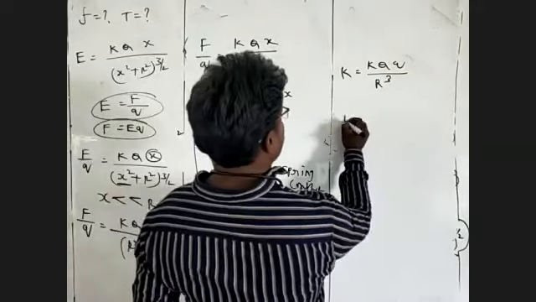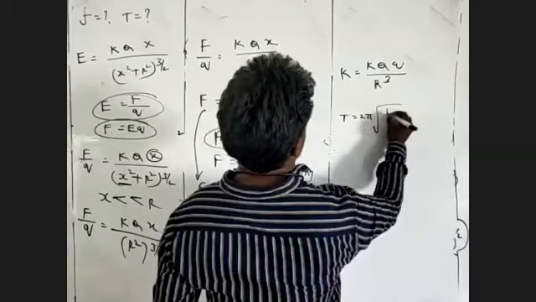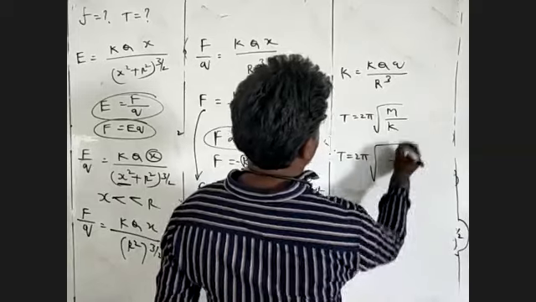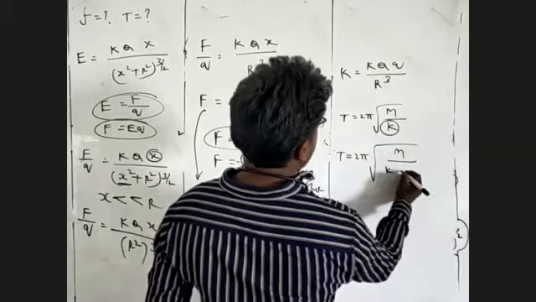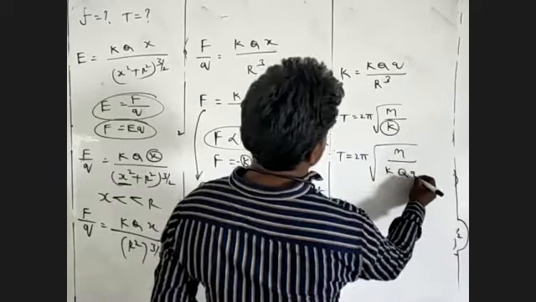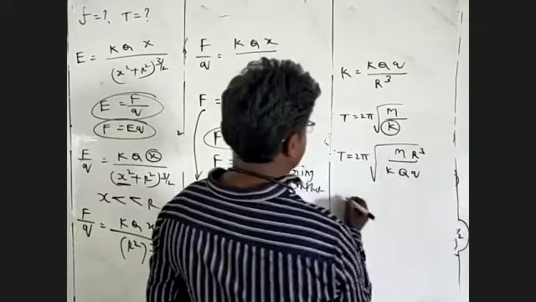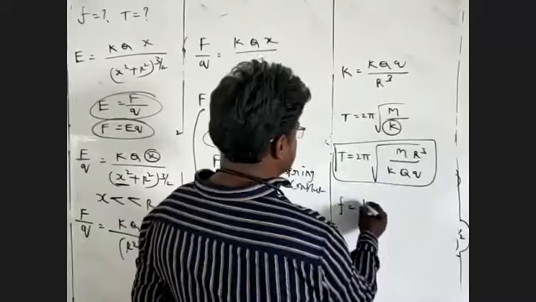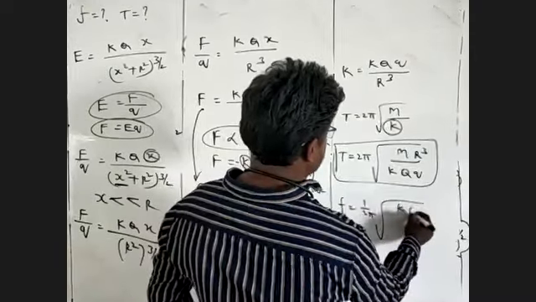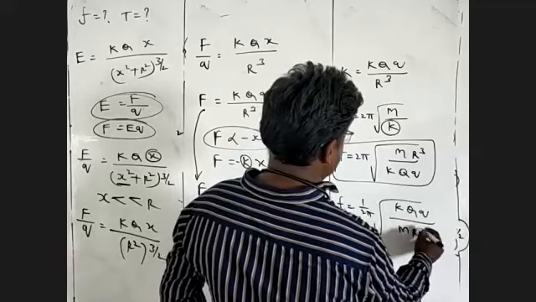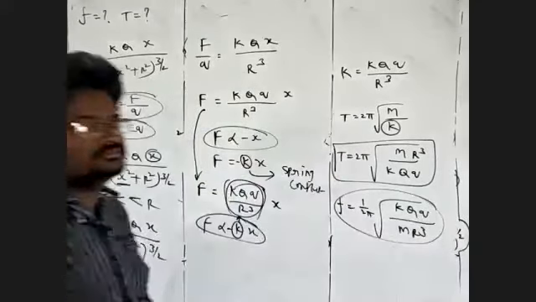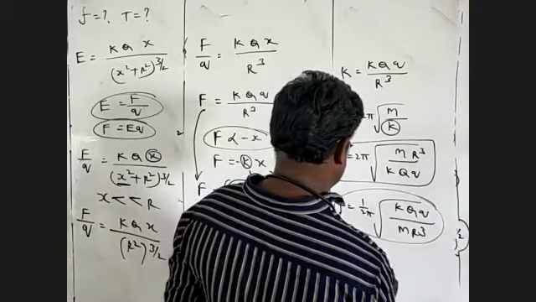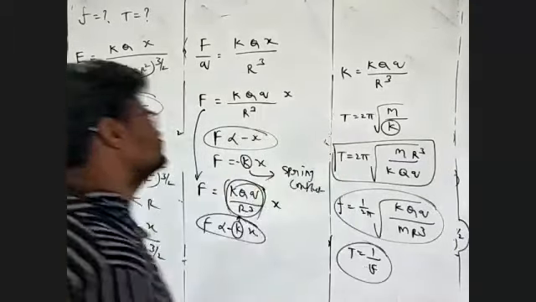Now the time period T is equal to 2 pi root of m by K, where K means KQq by R cube. This is the time period of simple harmonic motion. So the frequency is equal to 1 by 2 pi root of KQq by m R cube. This is the frequency. We know very well the relation: T is equal to 1 by f.